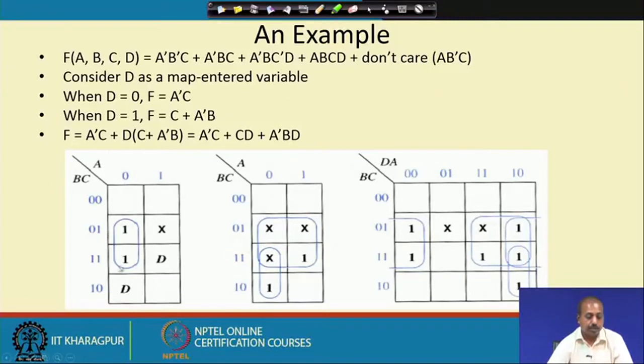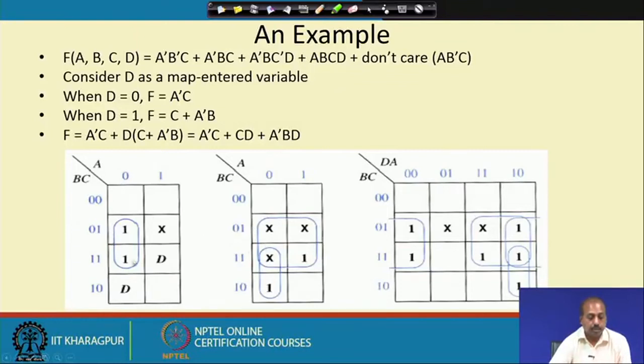First in this map, we take these two as 1, because they are always present, so we take them out. It is independent of the other variable, and that gives us the term a bar c. So a bar c will definitely come. Then for the second term, we get this one, which is a map entered variable and d.